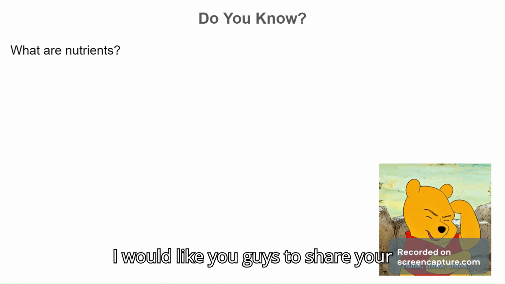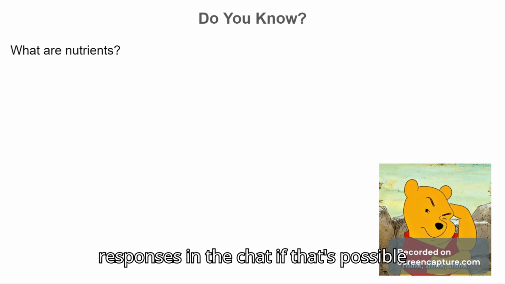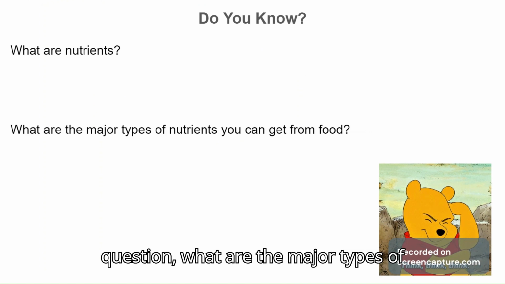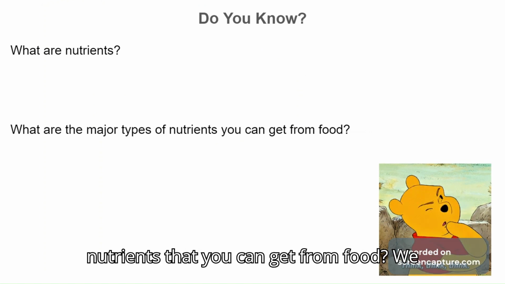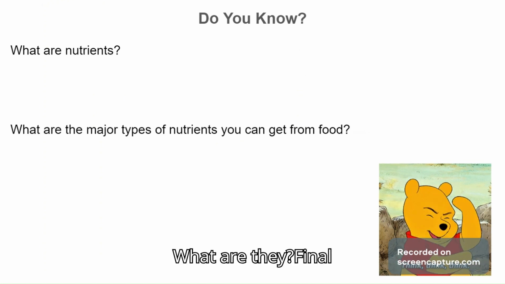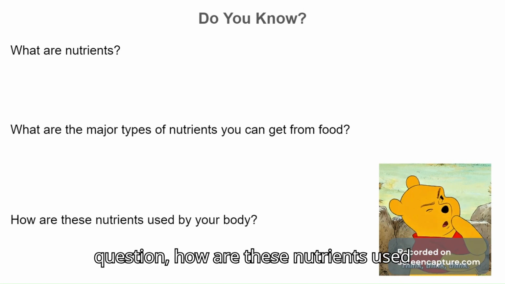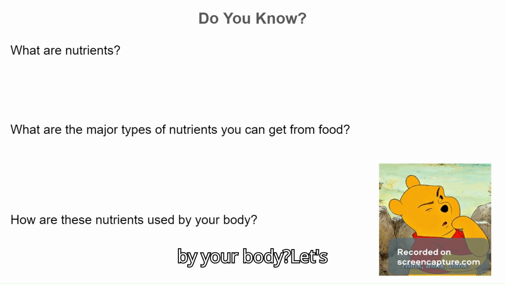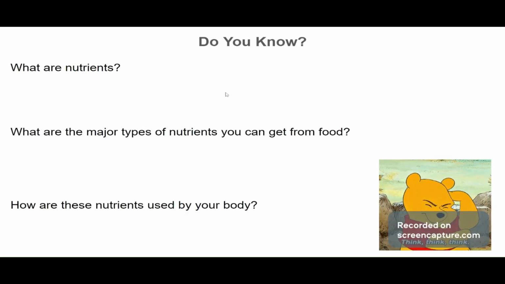I would like you to share your responses in the chat if that's possible for you. Second question, what are the major types of nutrients that you can get from food? We call them macronutrients. What are they? Final question, how are these nutrients used by your body? Let's see those responses coming in.